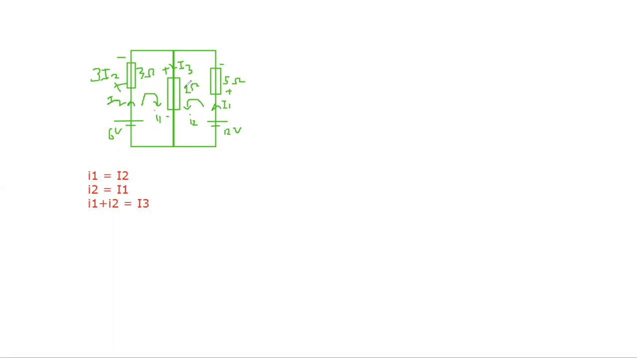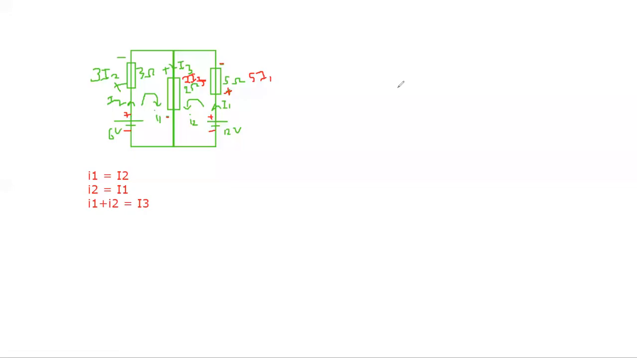And in this case, it is 2 ohm into I3, so it is 2 I3. And the value of this is 5 into I1. Right, this is the second step.